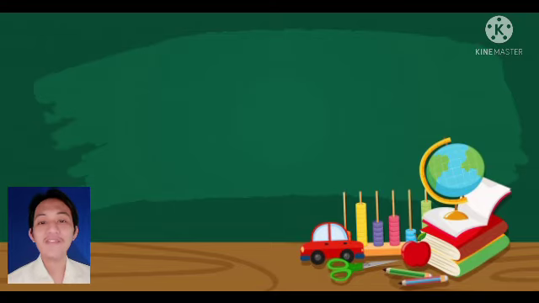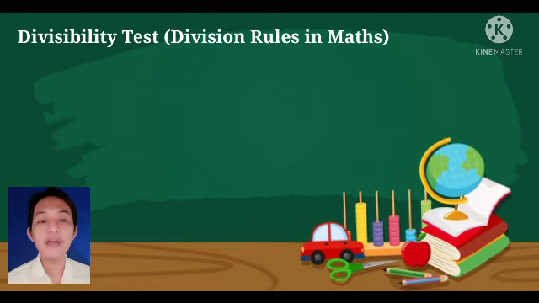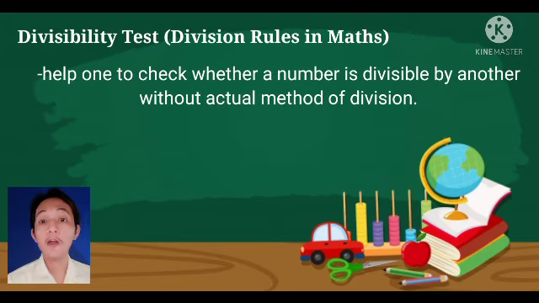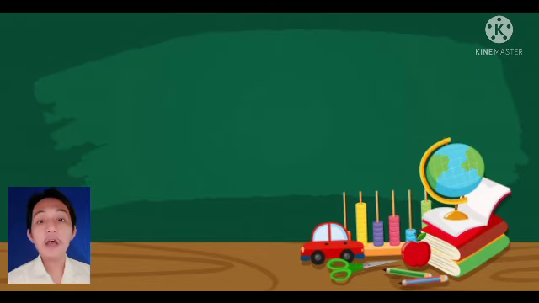So let's start by giving the definition of divisibility rule. Divisibility tests or division rules in math, as the name suggests, help one to check whether a number is divisible by another without the actual method of division. If a number is completely divisible by another number, then the quotient will be a whole number and the remainder will be 0. And that's divisibility. So, to start our discussion, let's start with that.